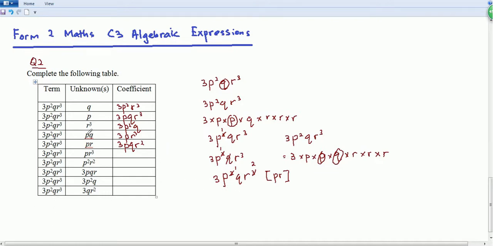Okay, so the third one. Okay, sorry, not the third one. 1, 2, 3, 4, 5, 6. Okay, number 6, huh? So 3p square q r cube. Okay, now the unknown is pr cube. Pr cube, you have 1p and r to the power of 3. So you cancel it. You have 1 left. R cube, whole thing you cancel it. So the rest is 3pq. Okay, for this part, you try your own. I give you the answer later.